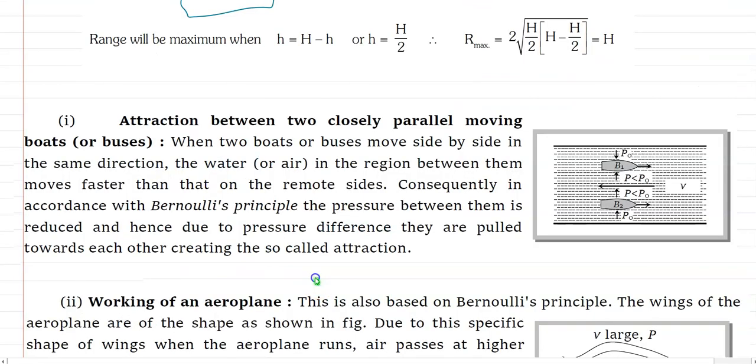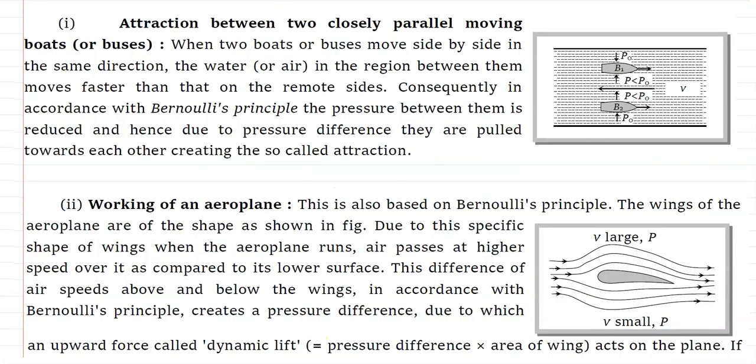Okay. There are some other applications of Bernoulli's theorem. We will discuss them in the next class.